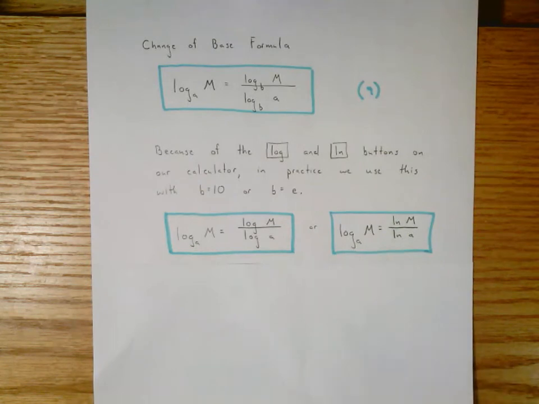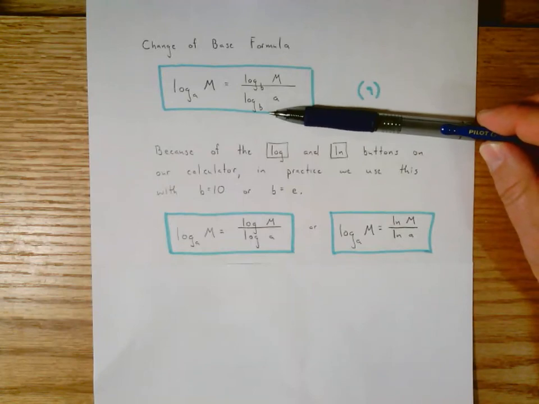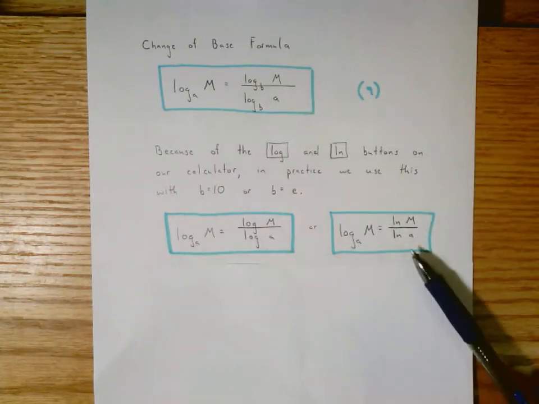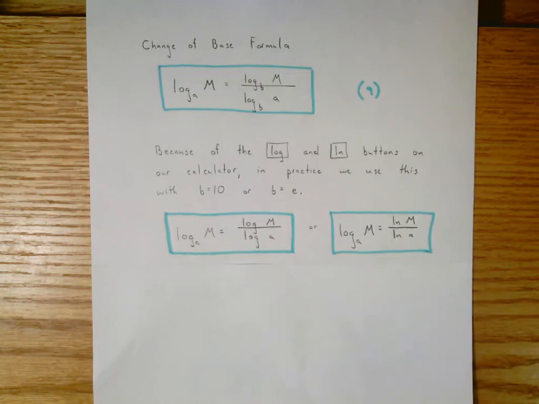All 3 of these blue boxes on your screen are equivalent. This is just showing any base you want. This is showing we generally will choose base 10 or base e. Go ahead and pause your video. Write down your change of base formula.